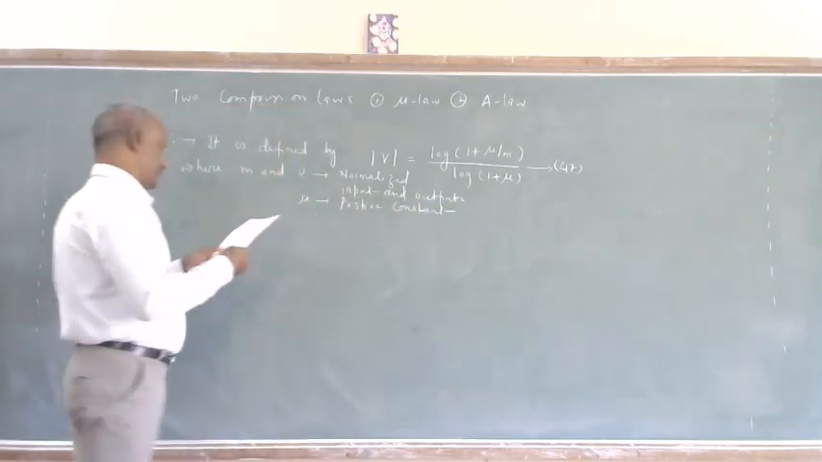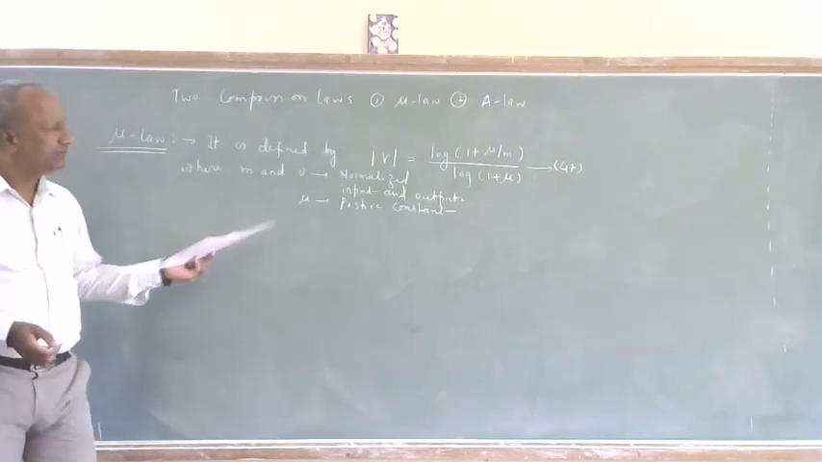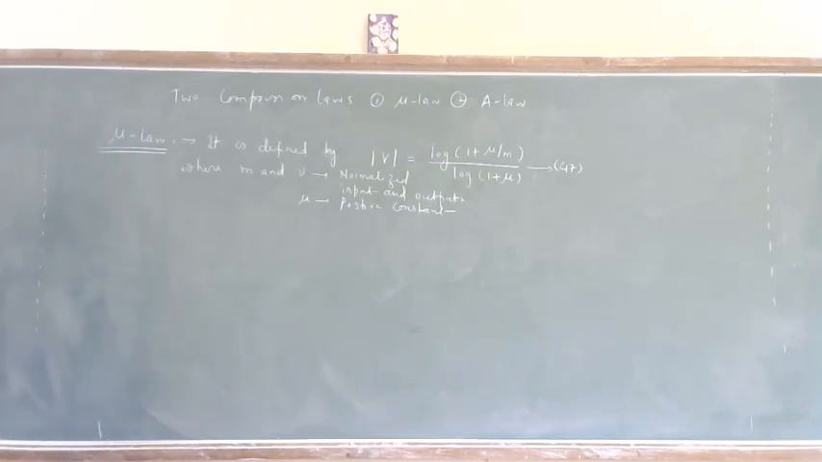Mu is a positive constant. Okay. I'll show you the figure so that it becomes very easy for us to think it mathematically, how that mu law, A law is going to be defined.